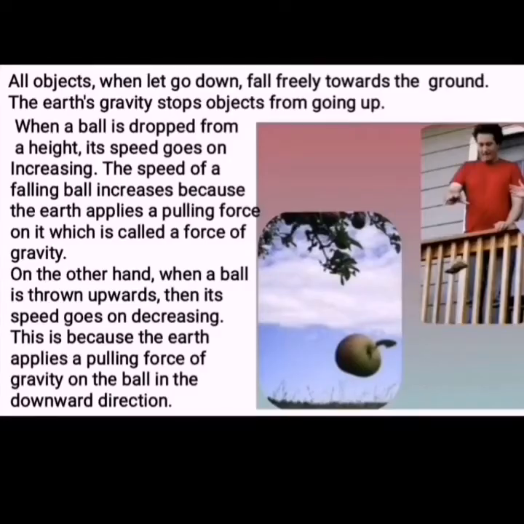All objects, when let go, fall freely towards the ground. The earth's gravity stops objects from going up. When a ball is dropped from a height, its speed goes on increasing. The speed of a ball increases because the earth applies a pulling force on it, which is called a force of gravity. On the other hand, when a ball is thrown upwards, then its speed goes on decreasing. This is because the earth applies a pulling force of gravity on the ball in the downward direction.